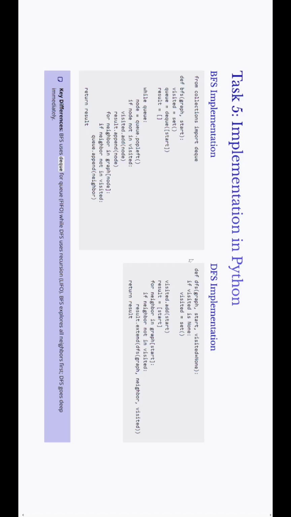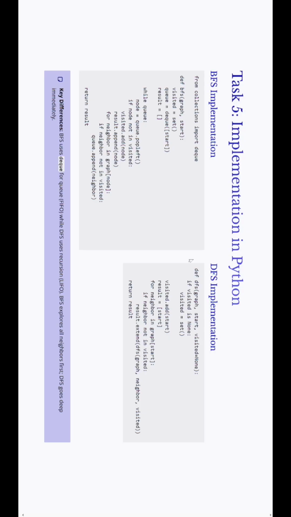Now coming to DFS, DFS is implemented using recursion. This function visits a node, then it calls itself for its neighbors. This continues until all nodes are visited. Also in both algorithms, I use a visited set to make sure that nodes are not repeated. So overall BFS uses a queue while DFS uses recursion on a stack.